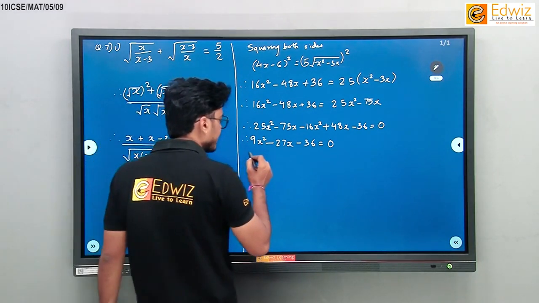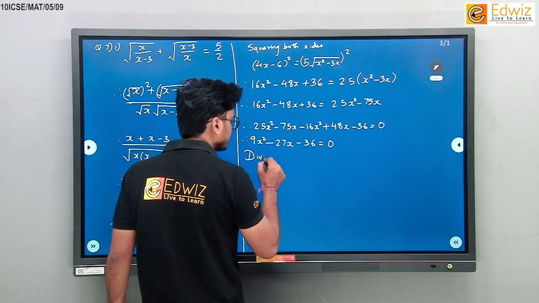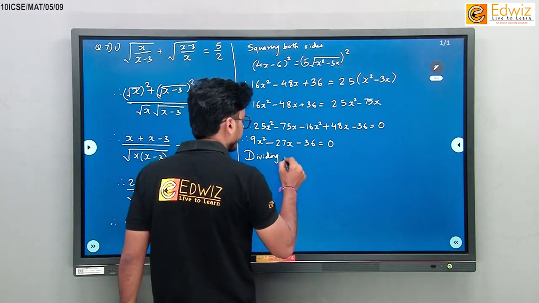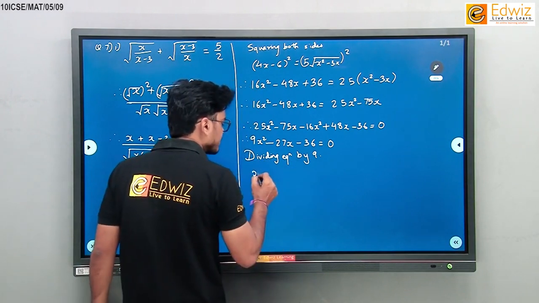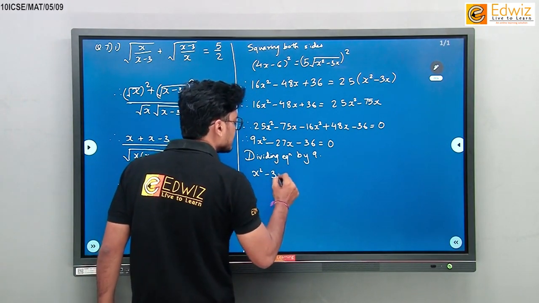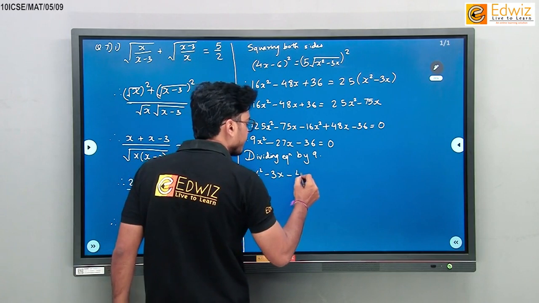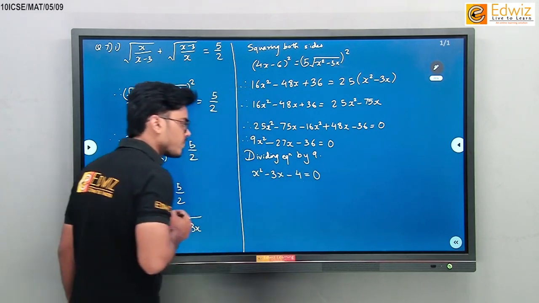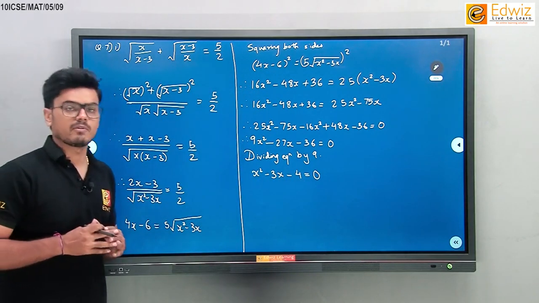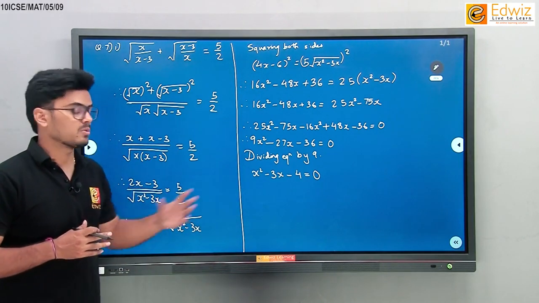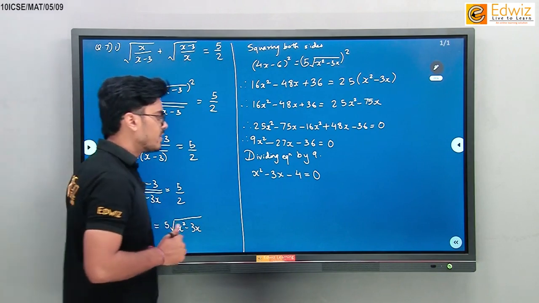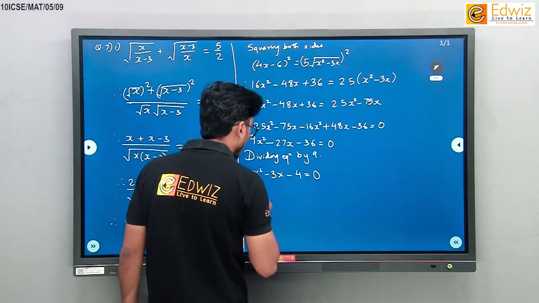Okay, so dividing the equation by 9, it will become x square minus 9 3s are 27 minus 9 4s are 36 equal to 0. Okay, this is my equation. Now you can solve this using the factorization method, or you can solve this using the formula method. Let us solve it using factorization.